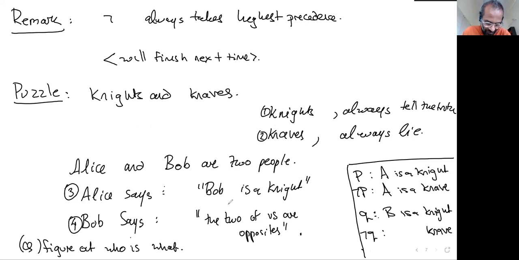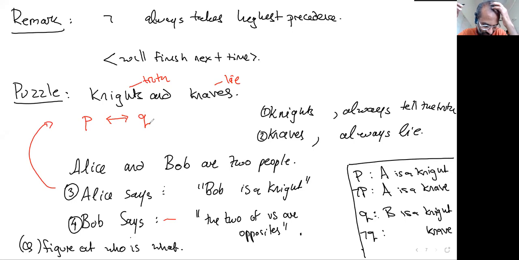So what do we know about knights? Well, knights always tell the truth, right? And knaves always lie. So one way to encode this statement, when combined with item 1, is that P is true if and only if what Alice said is true, right? And what Alice said is that Bob is a knight, and Bob is a knight is a statement Q. So, if we were to write down what we learned from this information in propositional logic, you get that P if and only if Q, right?